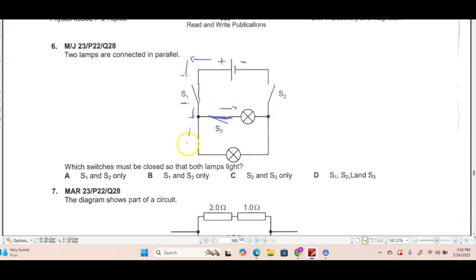Okay. Then it goes to the third lamp. Okay. Then the current starts to flow backwards and this has to be closed as well in order to close the circuit. Okay. So that the current which started to flow from the positive end of the battery reaches the negative end of the battery. Okay. So all the three switches have to be closed if you want both the bulbs to light up. So option D is going to be our correct option.